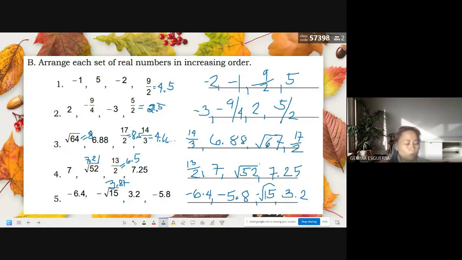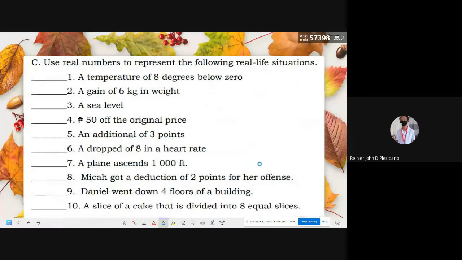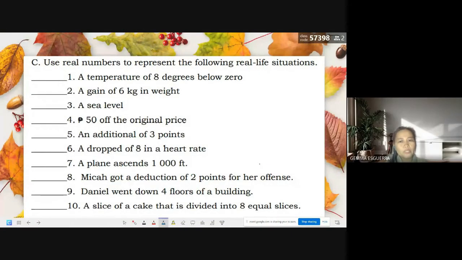So, may question po ba before we proceed? Wala na po. Use real numbers to represent the following real-life situations. A temperature of 8 degrees below zero. This is just a representation. I'm going to call your name one by one. Marami pa akong hindi natatawag.